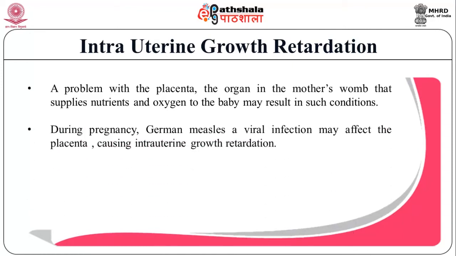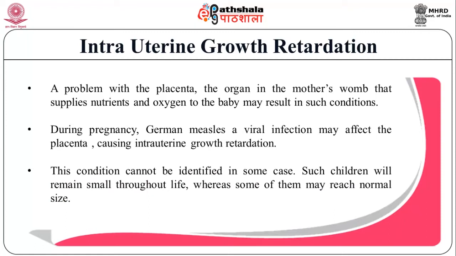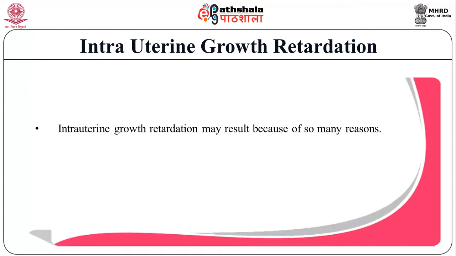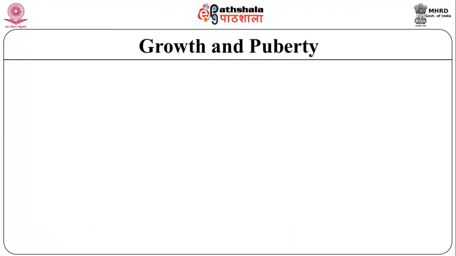During pregnancy, German measles, a viral infection, may affect the placenta, causing intrauterine growth retardation. This condition cannot be identified in some cases. Such children will remain small throughout life, whereas some of them may reach normal size. Intrauterine growth retardation may result because of so many reasons. Research is being done to see if growth hormone is effective in increasing the growth rate and adult height of these children.